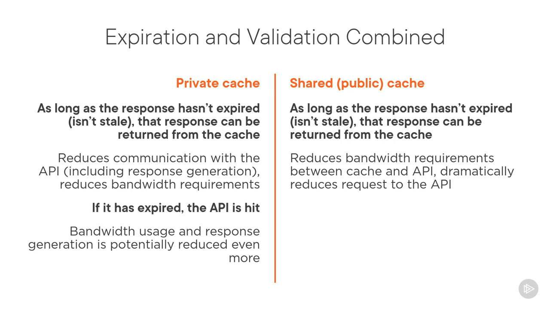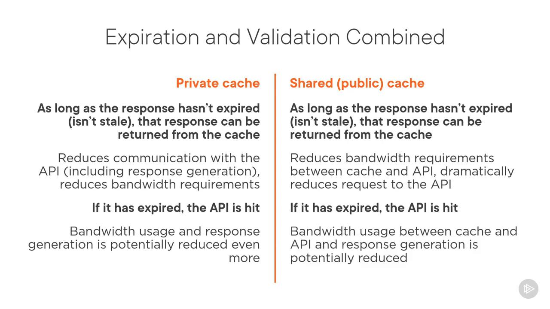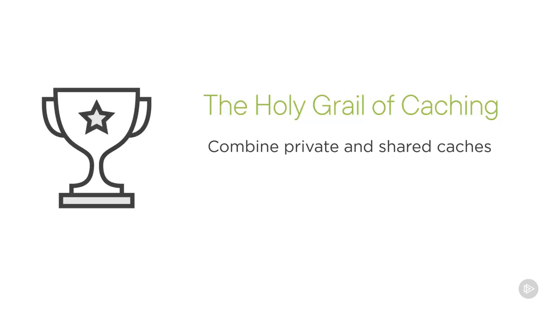If the response expires, the cache must communicate with the API. But here as well, that does not mean that the response has to be regenerated. If validation checks out, a 304 not modified is sent to the cache without a response body. That potentially reduces bandwidth usage between cache and API, and potentially reduces response body generated. The new response must still be sent from the cache to the client, of course. Combine these two, a private cache for each client instance and a shared cache at server level, both with expiration and validation models in place, and we reach the holy grail of caching.